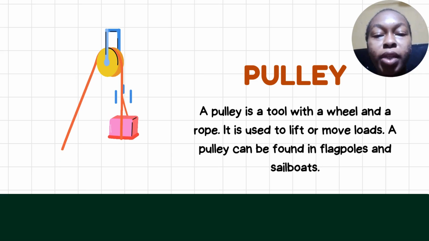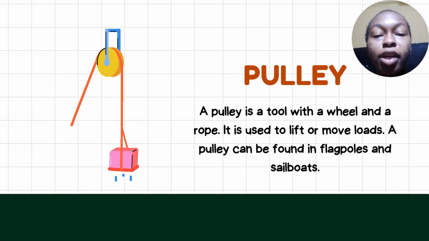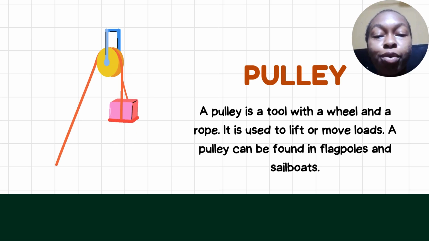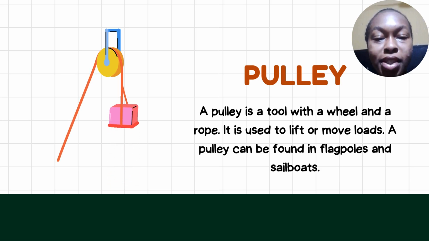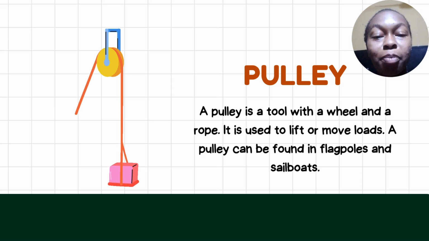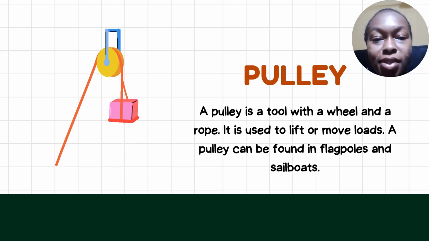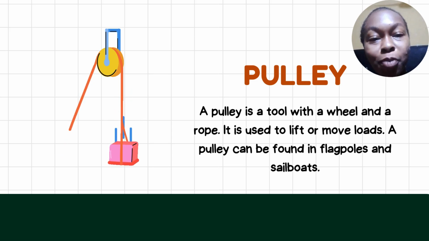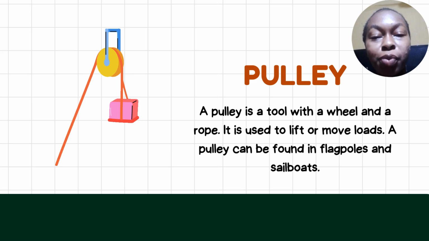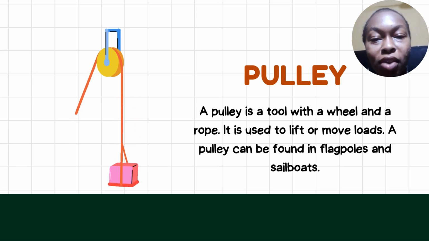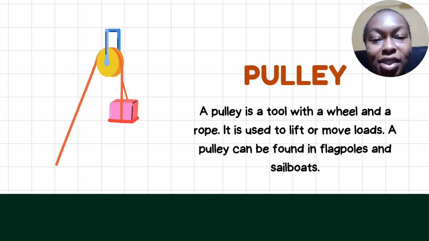Next, we have the pulley. A pulley is a tool with a wheel and a rope. It is used to lift or move loads, and it can be found in flagpoles and sailboats. You must have seen a flagpole before. The same way the flag is attached to a rope and is being drawn over on one side. That is an example of a pulley.